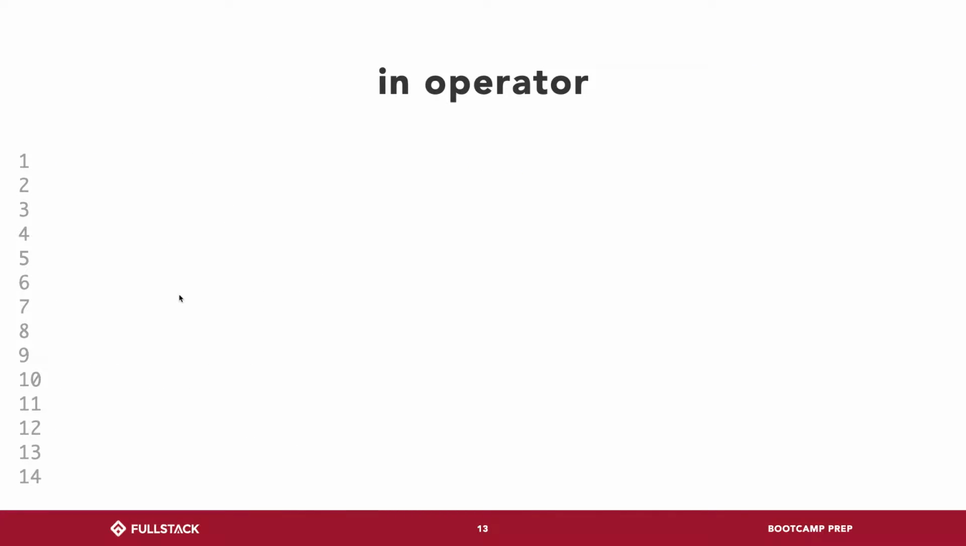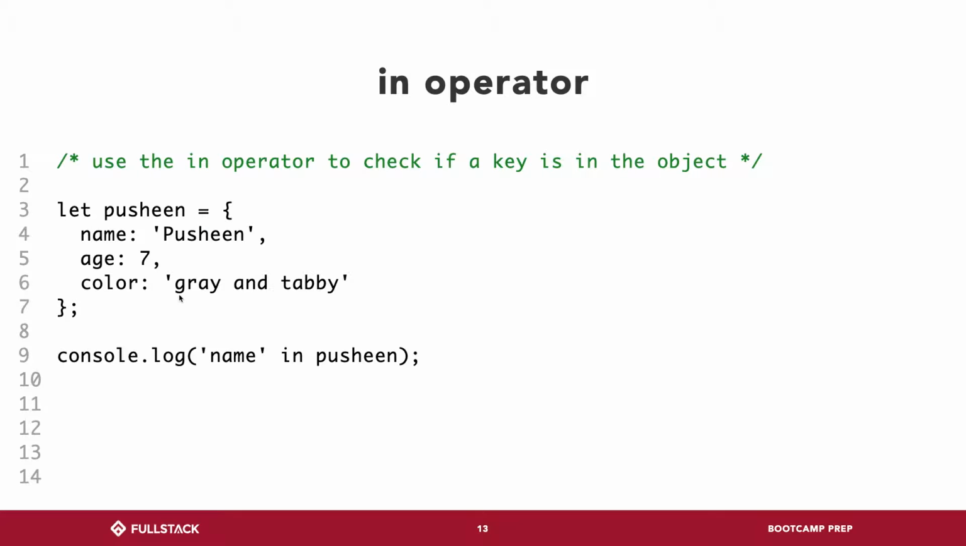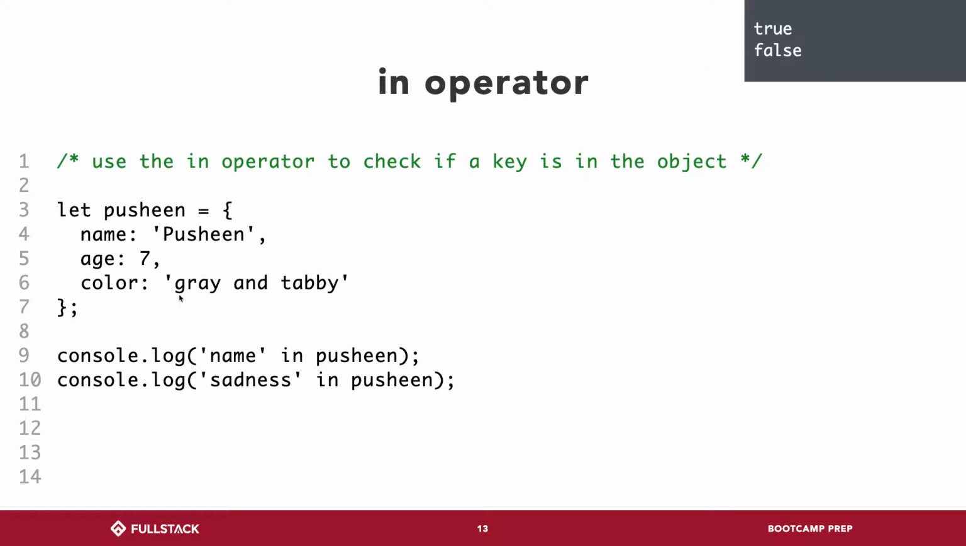Cool. So the in operator I touched on briefly. It basically just returns true or false to see if the key is in the object, okay? Console.log name in Pusheen, and then sadness in Pusheen. Name in Pusheen, true. Sadness in Pusheen? False. It's like a question, right? The in returns true or false. The left is the thing you are looking for. The right would be the object you're looking in. Does that make sense?